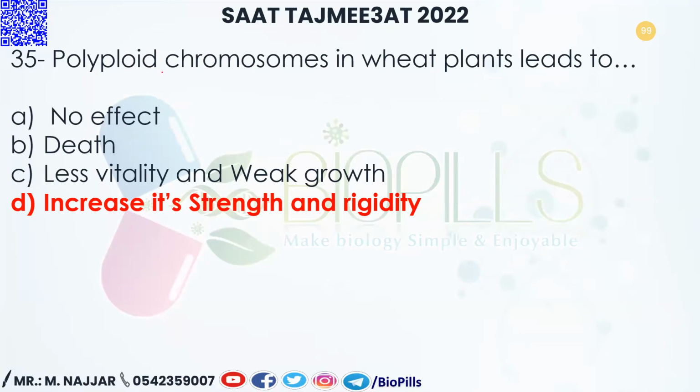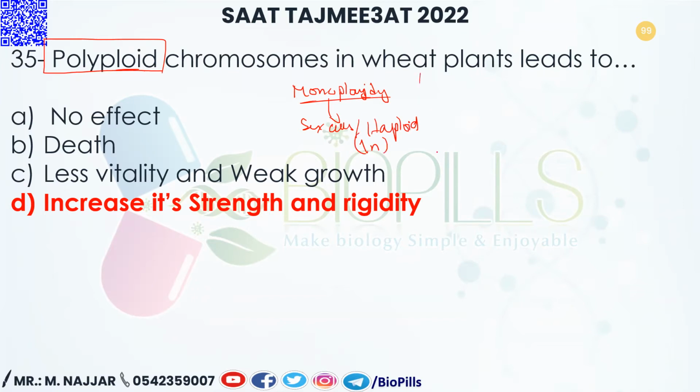Polyploidy means there is more than one chromosomal set. We have monoploidy, such as the sex cells. They are haploid, and they have one chromosomal set. We have diploidy, such as the body cells or somatic cells. They are 2N, such as the skin cell, for example.